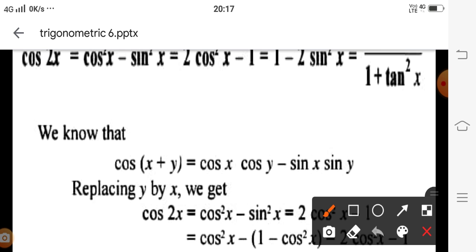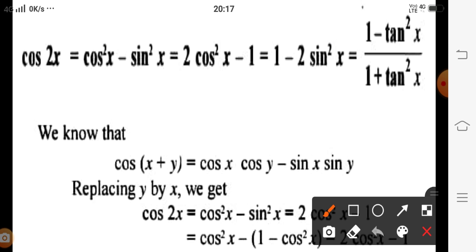cos 2x. Cos 2x means, suppose cos 2 theta, then cos 2x is equal to cos square x minus sin square x. And the relation between sin and cos we have, and if you are putting sin square x as 1 minus cos square x, then we are getting 2 cos square x minus 1. Similarly, if you are converting the value of cos in terms of sin, then we are getting 1 minus 2 sin square x. And in terms of tan, we have the value of cos 2x as 1 minus tan square x upon 1 plus tan square x.